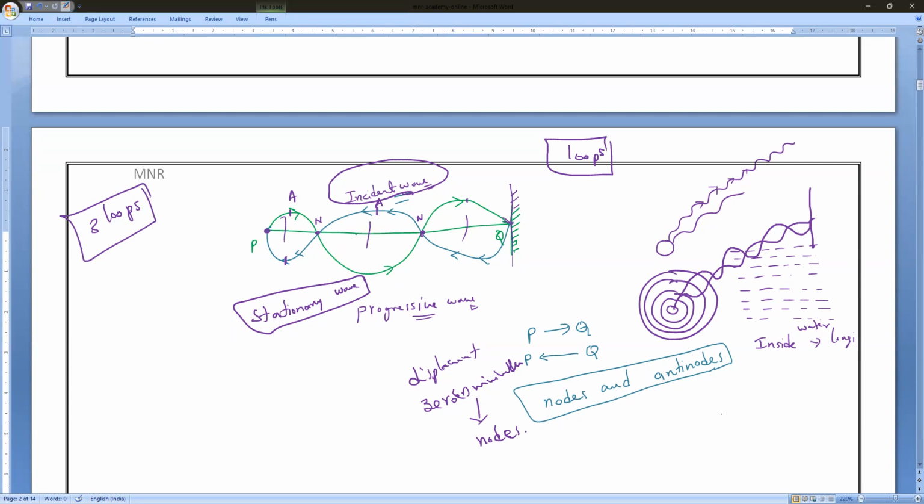Sir, are the antinodes available at the bottom trough also? Yes, anywhere, bottom also. Anywhere there is maximum displacement. Okay? Clear, everybody?